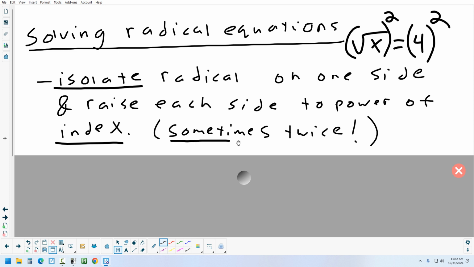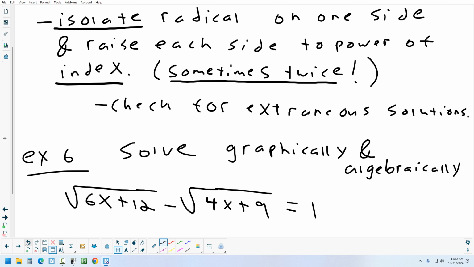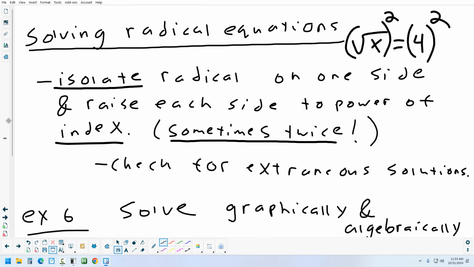You can write that, we're not going to get into the sometimes twice part. That happens when you have two radicals in a problem, like this one. You have to get one radical alone, do the process, and then you have to do the process again. So it's kind of like raising to a power will get rid of one radical at a time. You can't get rid of two at the same time. But again, I'm not going to get into doing a problem like that. We don't have to worry about that. You do have to check for extraneous solutions. So you may find an answer that doesn't work. So plug it back in and check it.